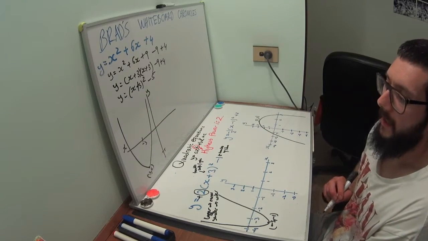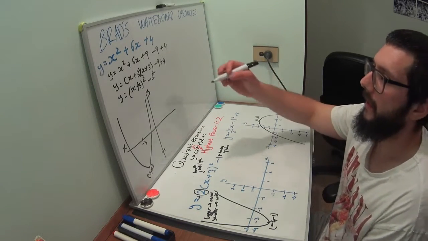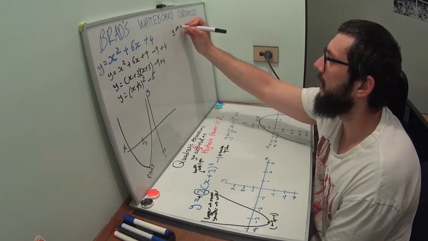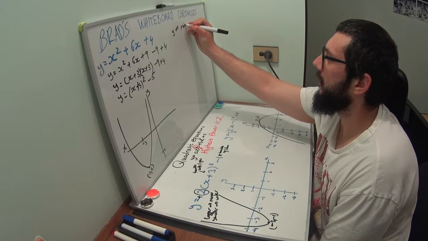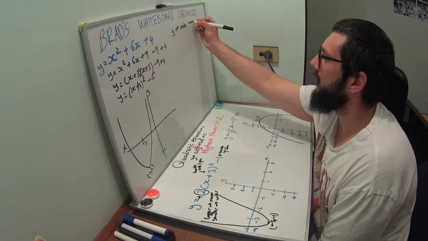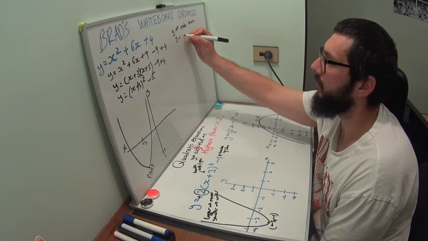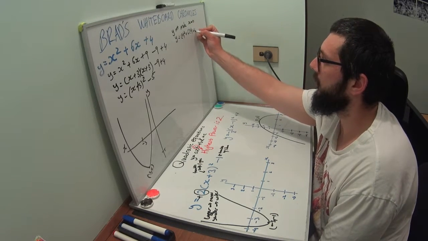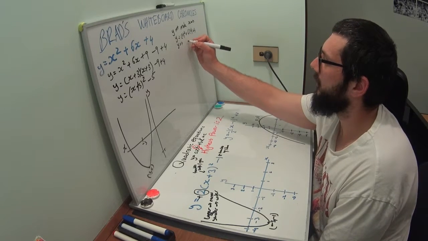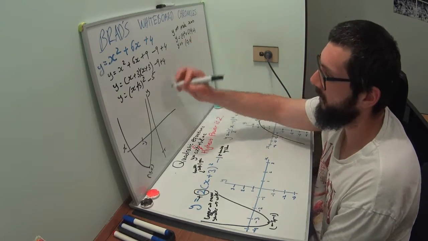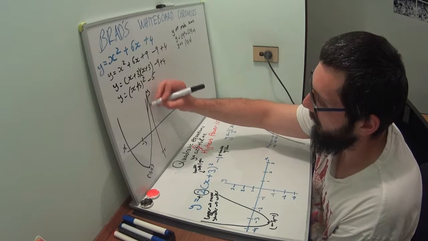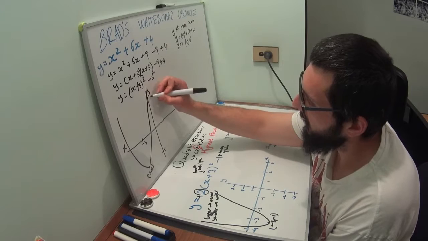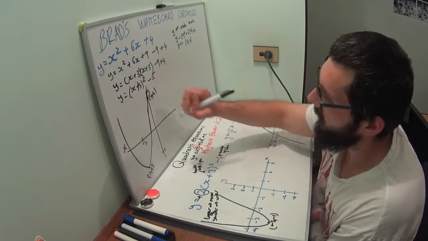Now if I wanted to find my x and y-intercepts, to find my y-intercept, I've got to make x equal 0. So y equals 0 squared plus 6 times 0 plus 4, so y equals 4, so my y-intercept is 0, 4. So if I was to redraw that, something like that, my intercept here is 0, 4.